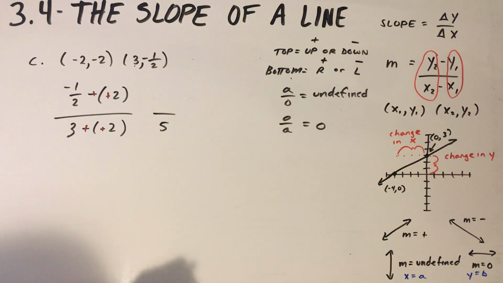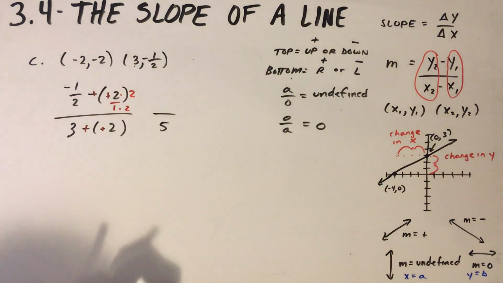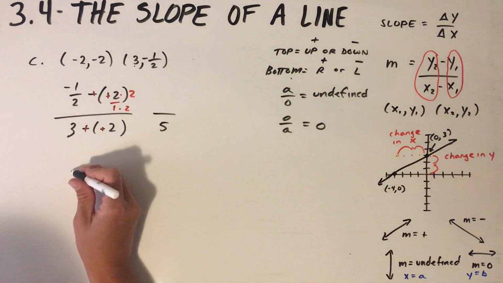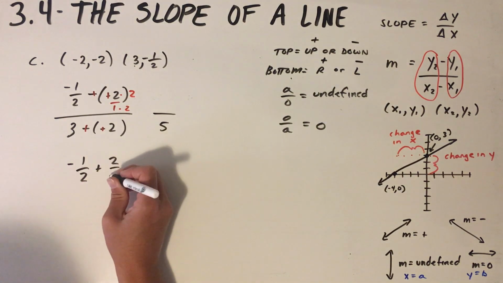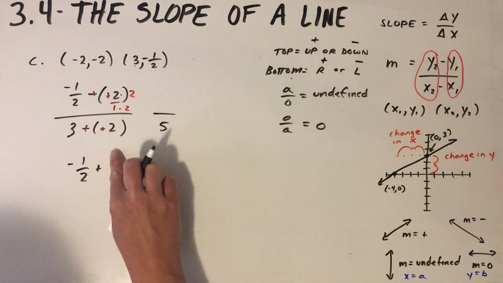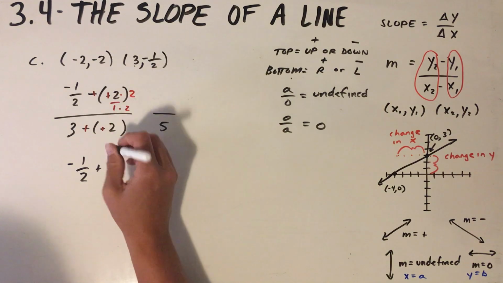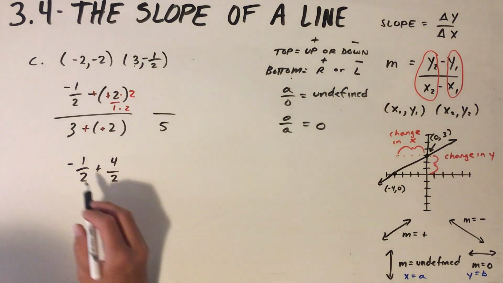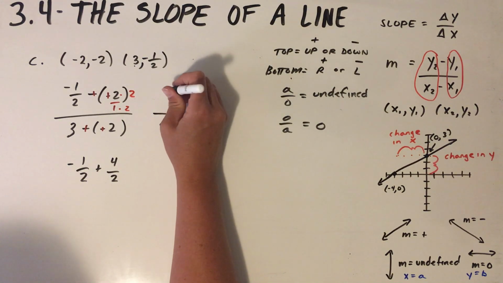Well, if I want to add these together, I need to make the same denominator. So up on top here, what I really have is negative 1/2 plus 4/2. 2 times 2 is 4, 1 times 2 is 2. So negative 1/2 plus 4/2 is 3/2.